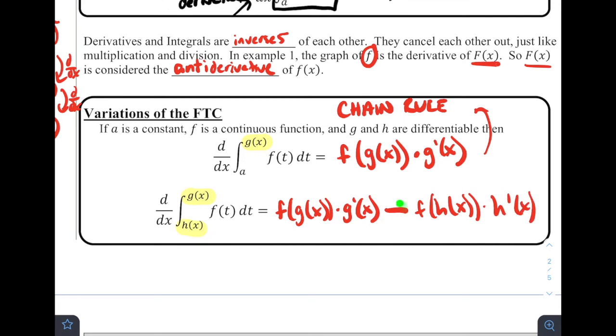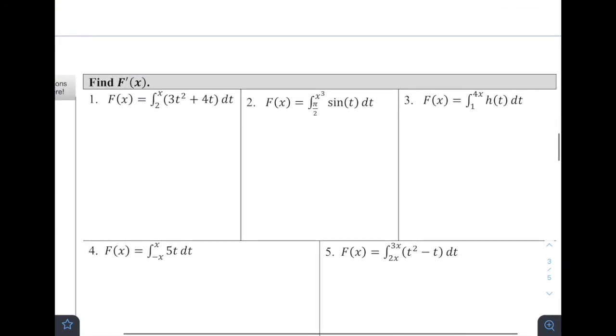Now, we'll talk later about why we're subtracting here, later in this chapter when we get more into how we can evaluate integrals using equations. But for right now, it's enough to know that if you have a function in the upper limit and lower limit of integration, it's going to use this double chain rule format. It did the chain rule first, it subtracted, it did the chain rule twice. Let's see this in some problems.